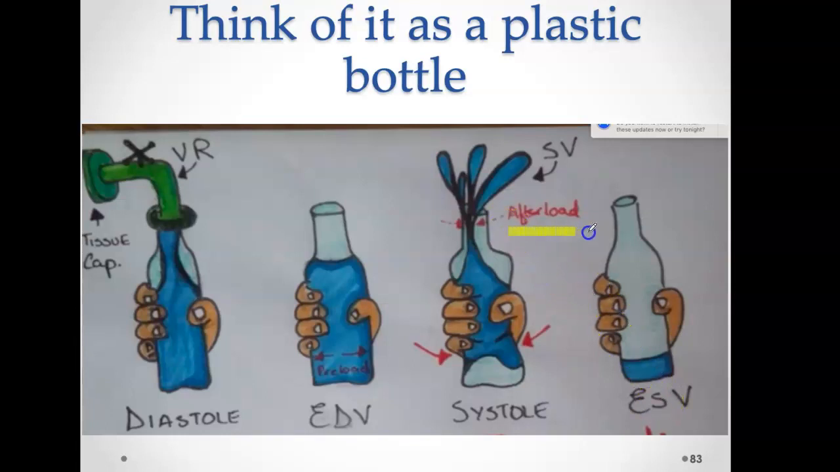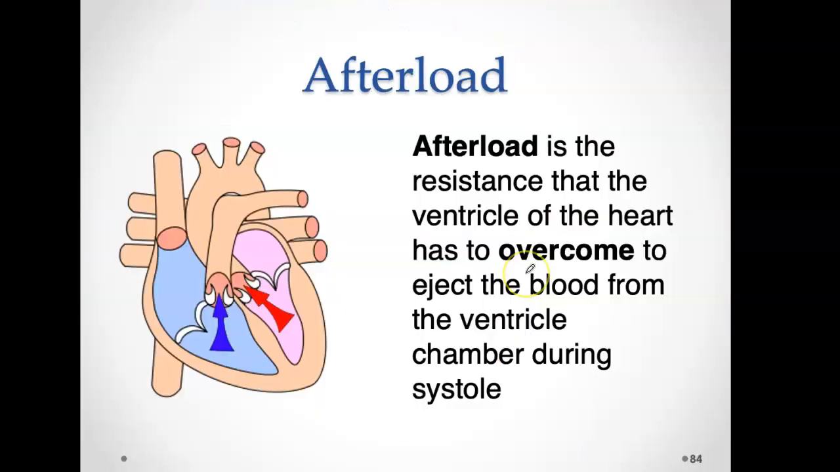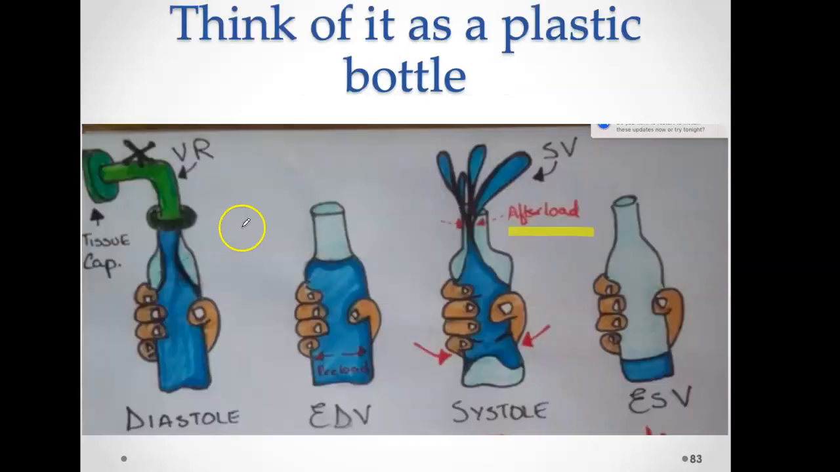There's another term that comes up here, which is afterload. So afterload has to do with, I'm going to give you another slide here, the resistance that the ventricle of the heart has to overcome to be able to eject that blood from the ventricle chamber. So if I'm thinking of it in this diagram, this is closed. I have to be able to overcome this force here of a closed valve, of this narrow vessel here. And so I'm going back one slide. The afterload then is the force that you must overcome in order for that blood to eject. Okay, that's afterload.